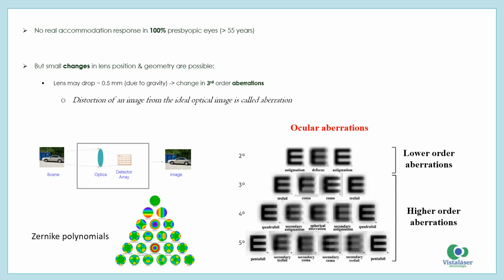Lens may drop downward due to gravity, which affects third order aberration. What is aberration? We told that optical systems have three elements because none of optical systems are perfect. So any distortion of image from the ideal optical image is called aberration. This distortion can be explained mathematically using Zernike polynomial. These polynomials have different terms and some of them have specific names, and aberrations can be decomposed as a sum of these terms. So lower order aberration, which are defocus and astigmatism, can be corrected by eyeglass or contact lens, but not more.